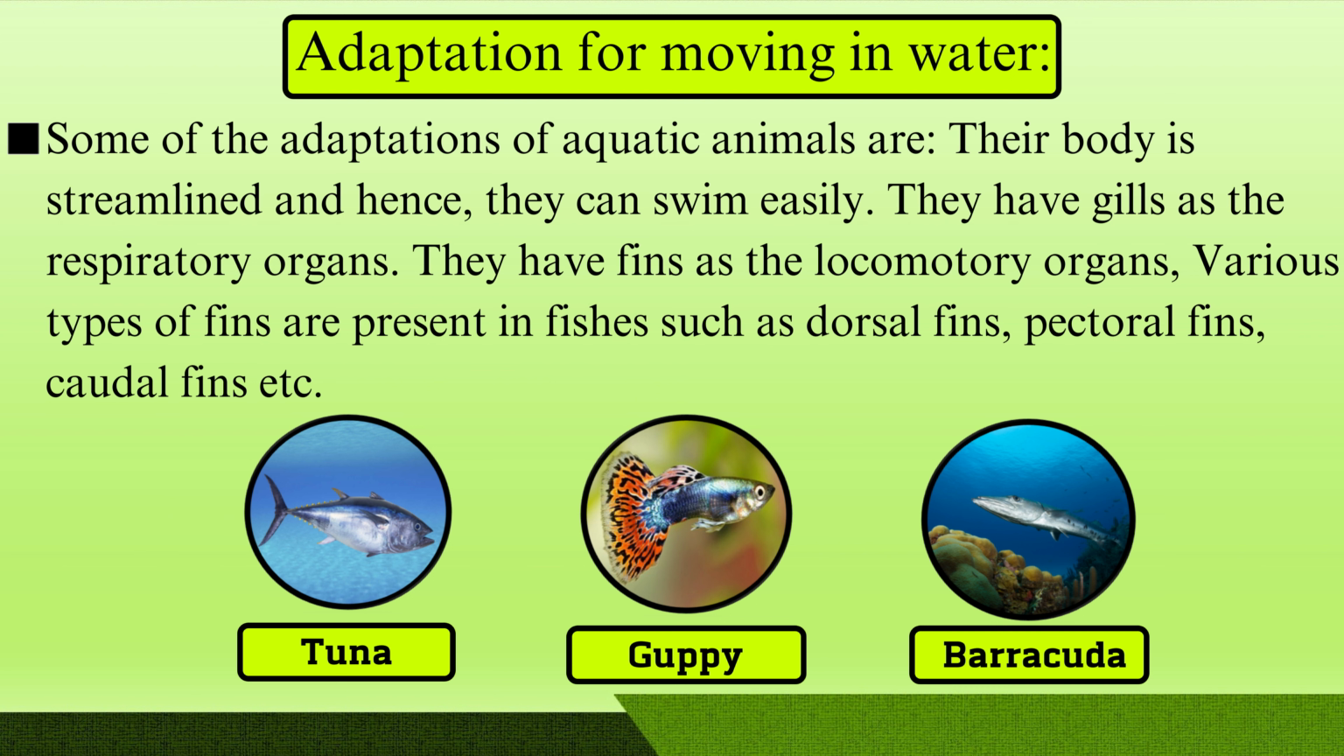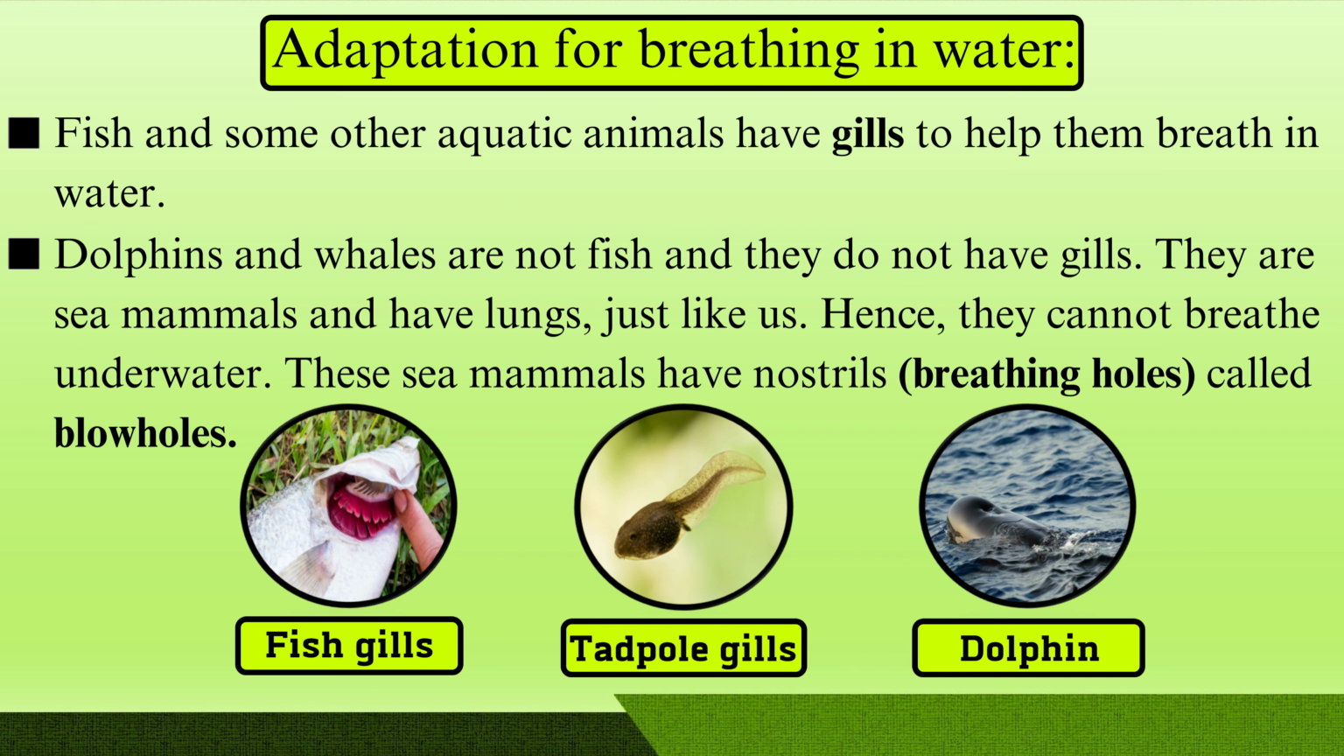Adaptation for moving in water. Some of the adaptations of aquatic animals are that their body is streamlined and hence they can swim easily. They have gills as respiratory organs. They have fins as locomotory organs. Various types of fins are present in fishes such as dorsal fin, pectoral fins, caudal fins, etc. Tuna, guppy, and barracuda.